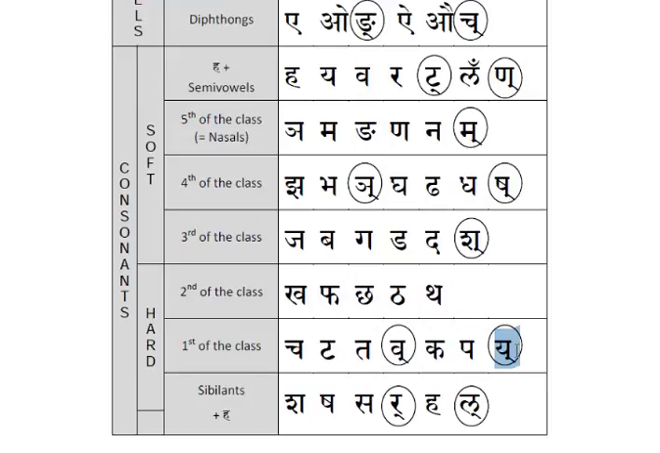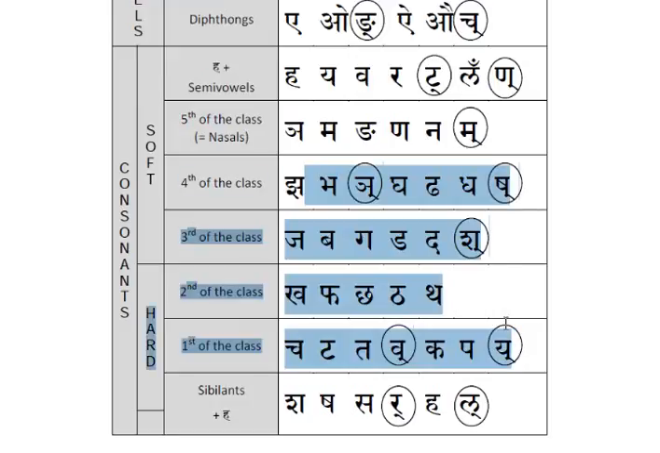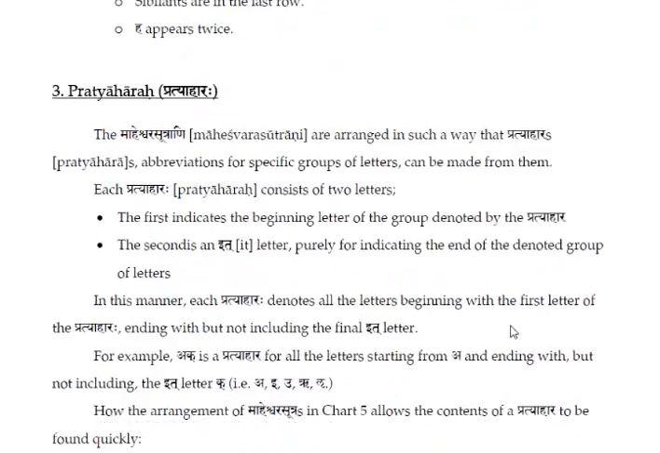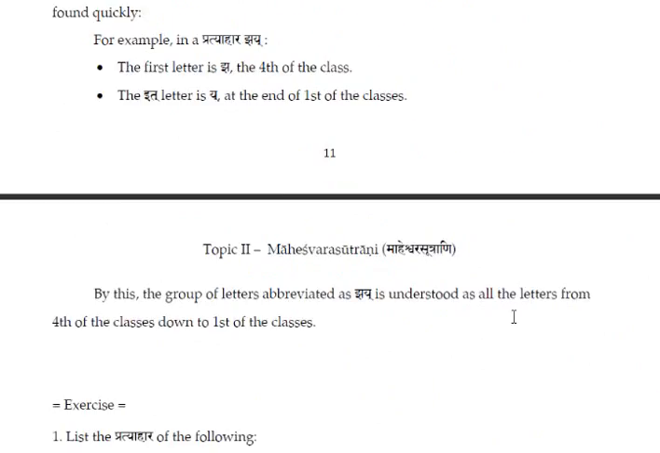So by hearing jai, you know jai is an abbreviation for all the letters starting from the first of the class till the fourth of the class, the consonants of the first, second, third, and fourth of the classes. You can quickly tell. By this, the group of letters abbreviated as jai is understood as the letters from the fourth of the classes down to the first of the classes. Yeah, let's do some exercises.